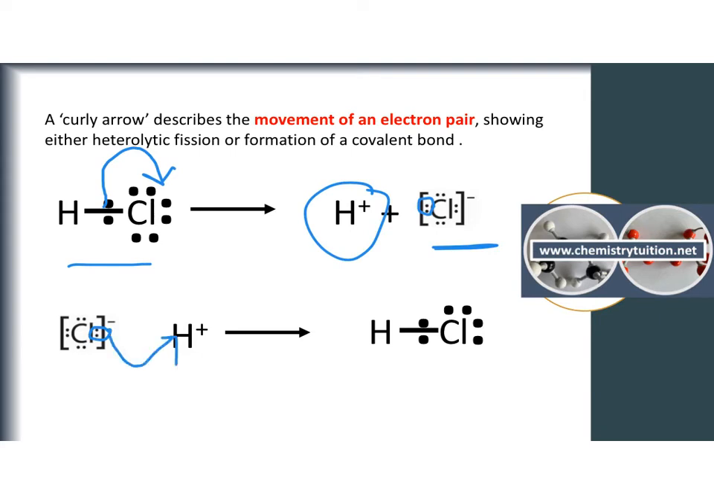An example of heterolytic bond formation is when these two electrons on the chloride ion go towards the H+ ion, and therefore those are the electrons there, and I have now formed a covalent bond through donating those two electrons on the chloride ion to hydrogen.